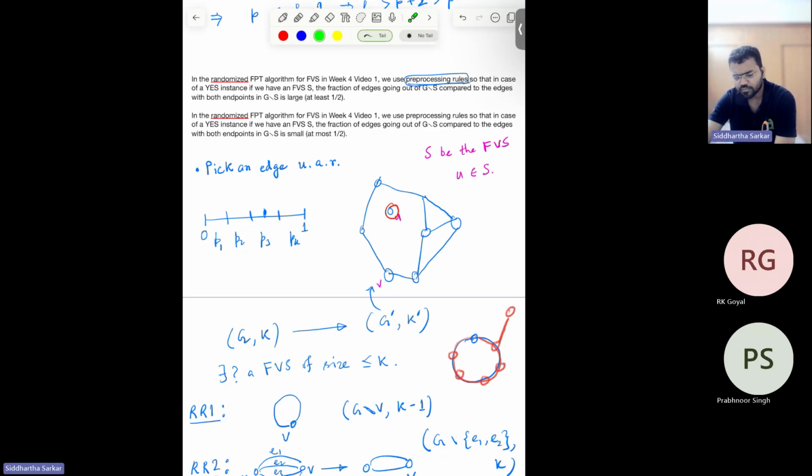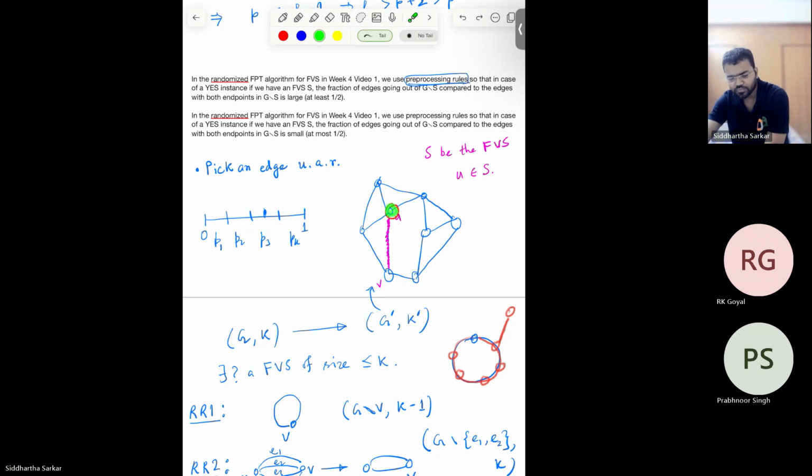So now the fact is, let's look at this figure once again. See that in this G dash, there are only large degree vertices. So you already got rid of degree 2 or less vertices. So all the vertices are degree 3 or more. So intuitively you can think that the vertex which has more degree is more likely to be taking part in many cycles.